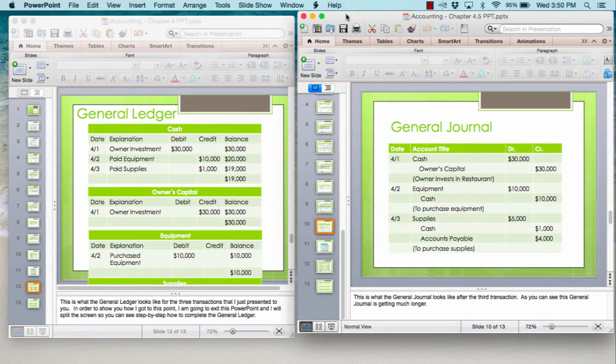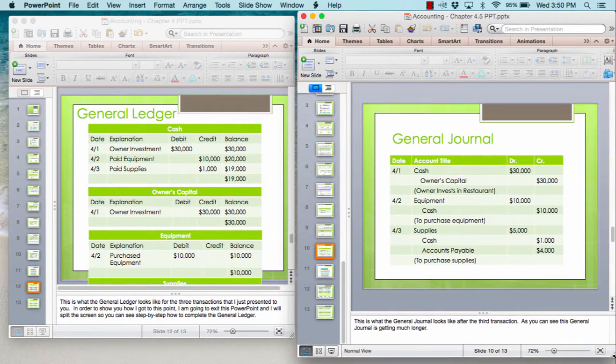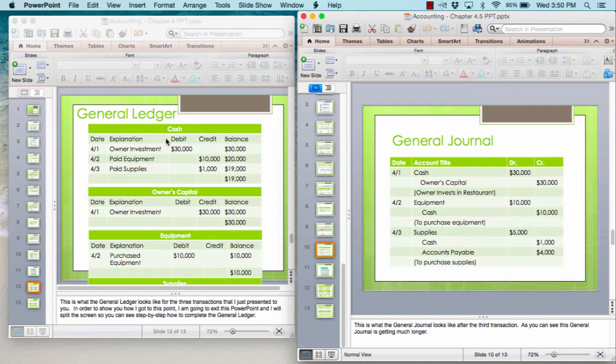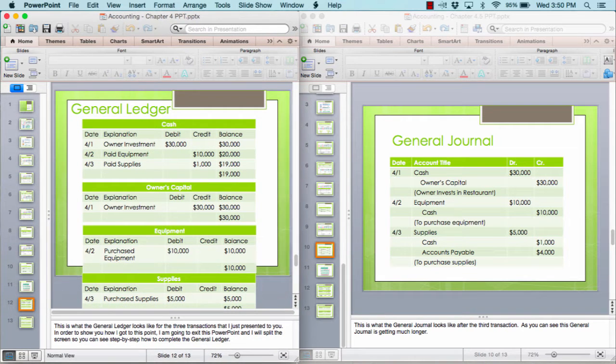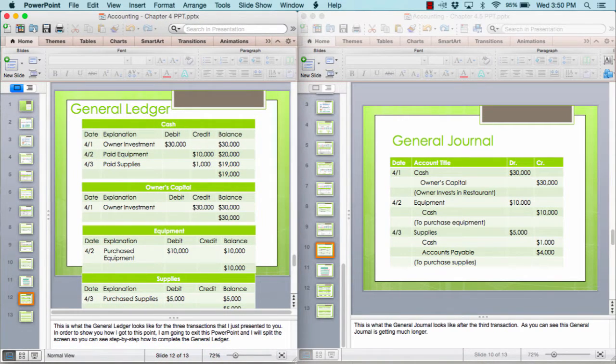Okay, I hope that this is big enough for you to see from the equipment or laptop or computer that you're using to view this PowerPoint. This on the right hand side is your general journal. This is all the 3 transactions that occurred during 3 days.